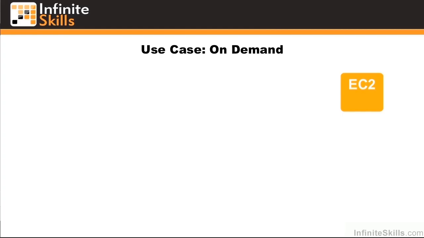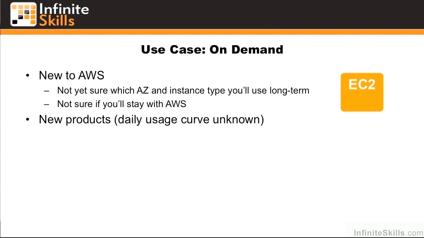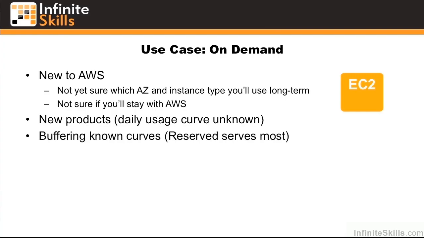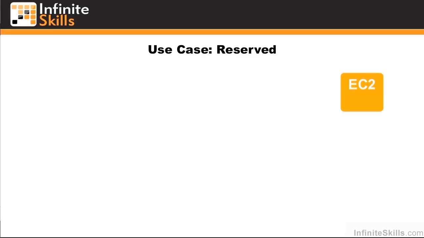The use cases for on-demand are if you're new to AWS and you're not yet sure which AZ and instance type you'll be using long-term, or you're not sure that you'll stay with AWS, or if you have new products whose daily usage curve is not yet known, or you can use it also for buffering known curves where reserved serves the base. You can also use it for prototyping, or if you feel that the EC2 price trend line will continue.